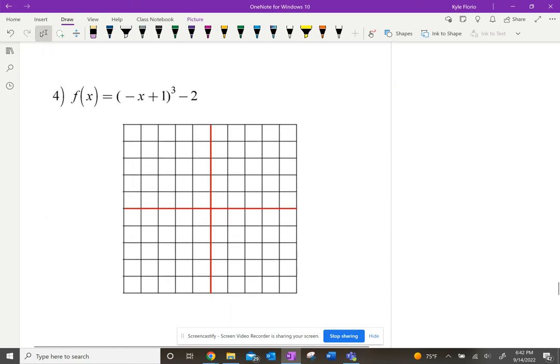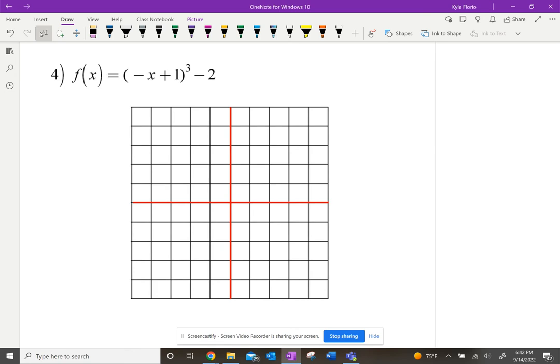All right. This one's a nasty little bugger, and I probably won't give you one like this on an assessment, but let's see if we can follow our steps here. The parent function is y equals x cubed. So left horizontal first. We're going plus 1, so that's going to go to the left one. The minus inside the function is going to make me reflect over the y-axis. And the minus 2 is going to make me go down 2.